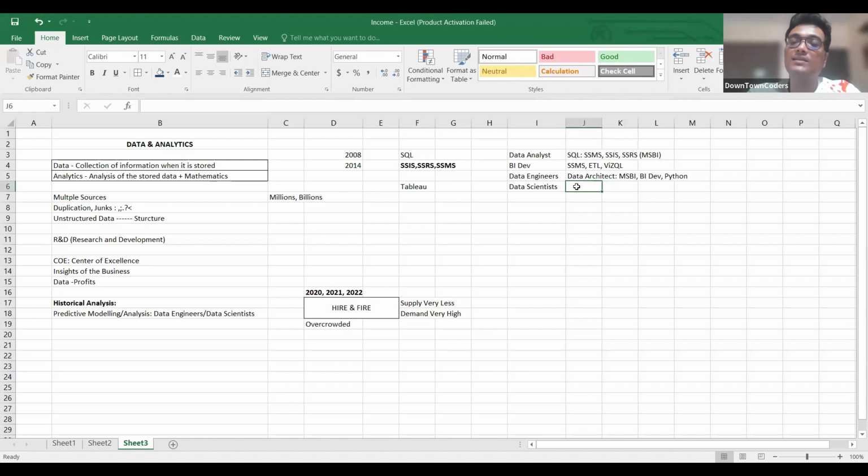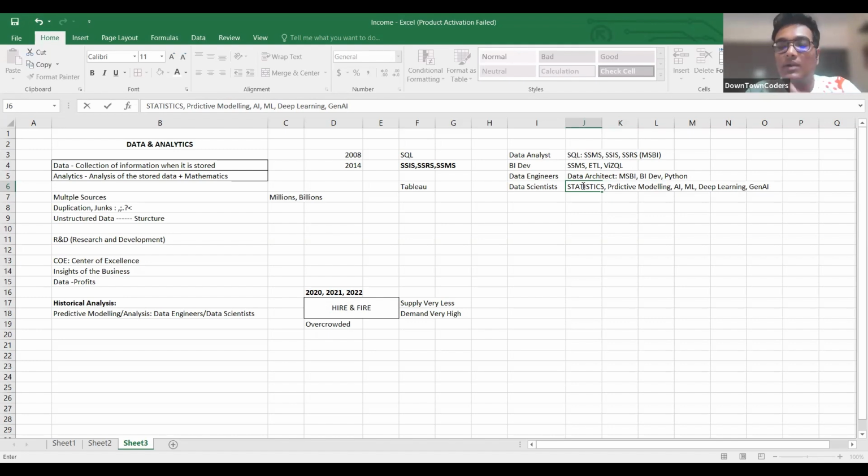And a data scientist's work, as I told, is on predictive modeling. It involves a lot of mathematics, and the same statistics. They need very good command of statistics. They work on predictive modeling, and not only predictive modeling, there are multiple other modelings as well. Some may be working on artificial intelligence, some on machine learning, some on deep learning, and some on Gen AI, generative AI. So there are multiple other things that data scientists work on, and they are aware of all these things.